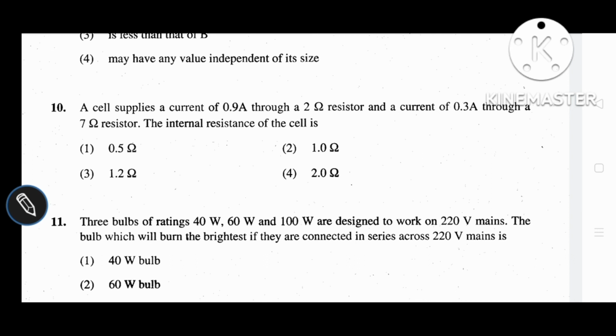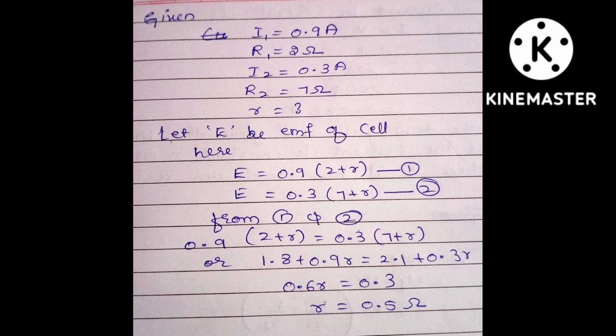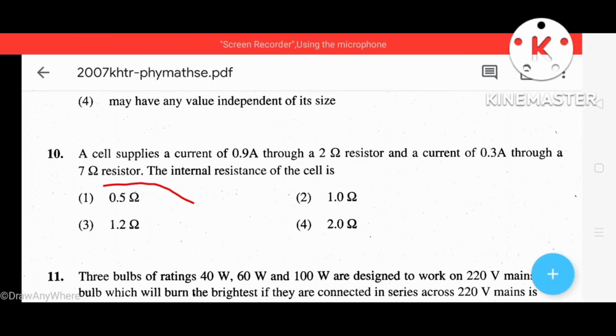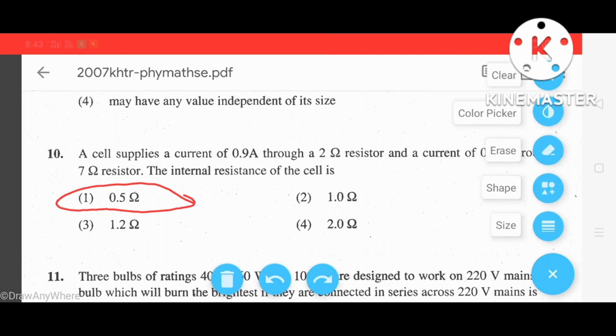Okay, let us see how we solve it. We are going to calculate the internal resistance value. Just take a screenshot of this one and later you can write it down. We are using the formula for E and finally we are getting the value of internal resistance as 0.5 ohm. The value of internal resistance of the cell is 0.5 ohm. That is option number 1 will be the correct answer here.